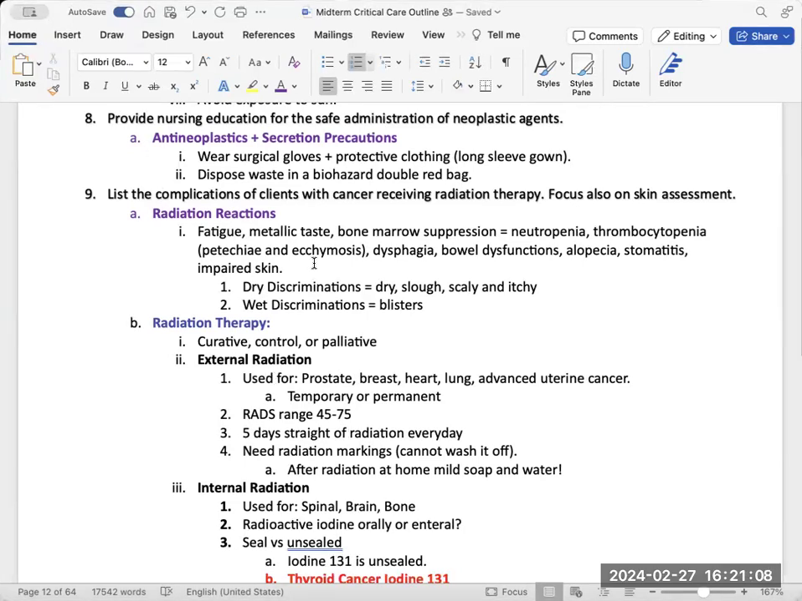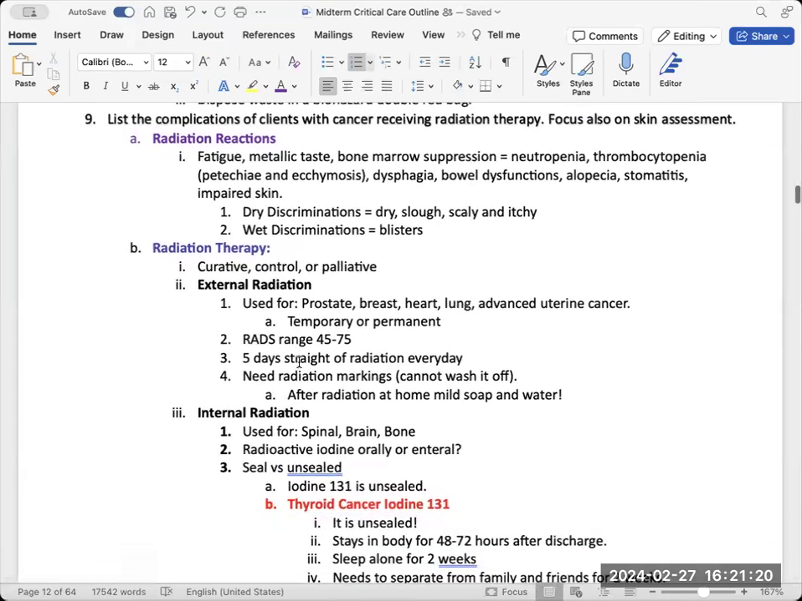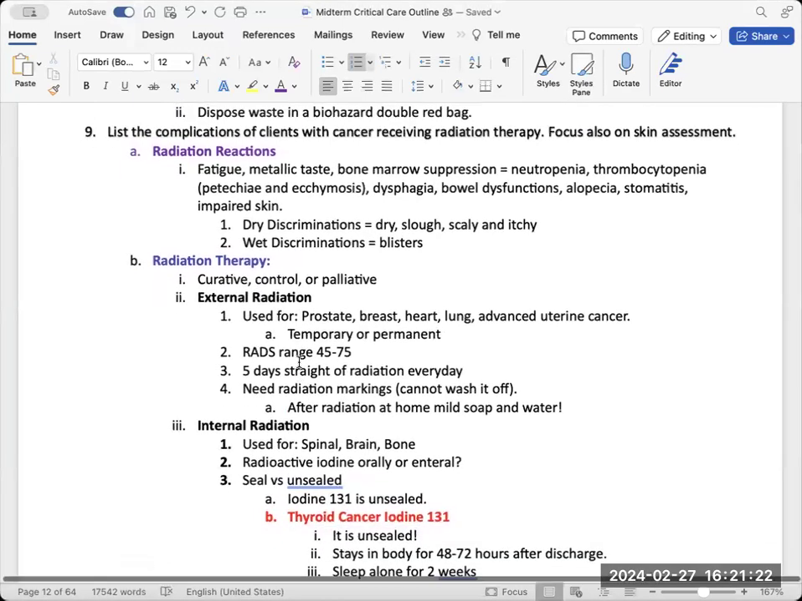Okay, so most of the time I see wearing surgical gloves and protective clothing, as well as, like I said, we want to dispose of them in those biohazard bags and double bag it. Okay. So the last thing is to list complications for a client receiving radiation therapy.